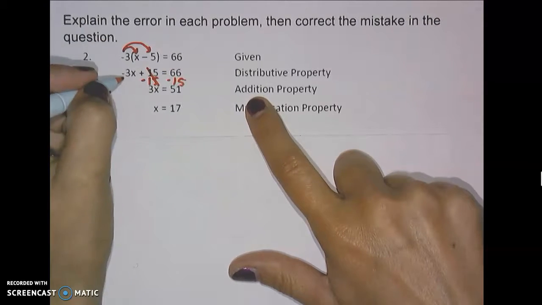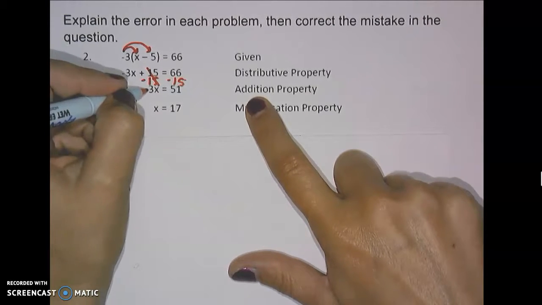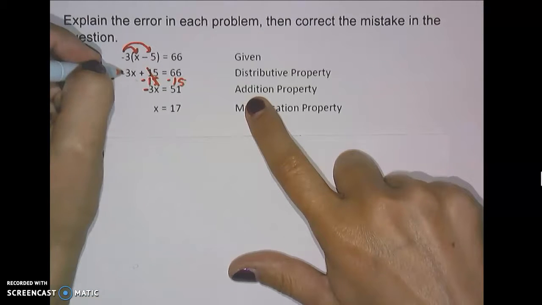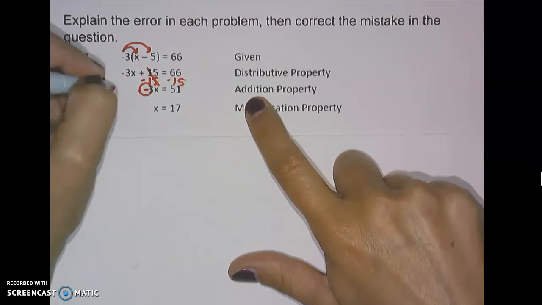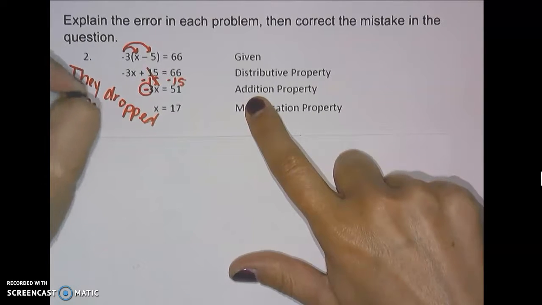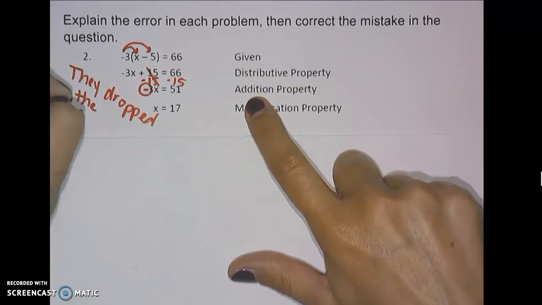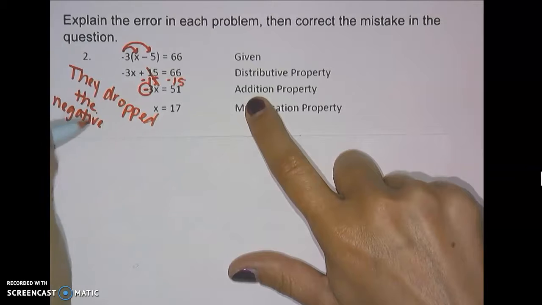Yes, it is. This -3x became a +3x. Is that a valid move to make? No. So that's where their mistake was. So we're going to circle that right there, and we're going to say they dropped the negative. And this is a very common mistake for people to make, so we just have to watch out for it. Okay, so there's where the mistake was.